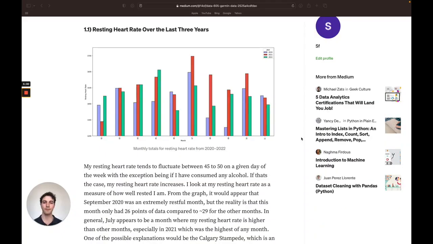So that was exam month versus a working month, and there was a really big discrepancy in lifestyle there. I performed a very similar analysis for my resting heart rate over the last 3 years, but for the sake of time and going through all the questions, I won't dive in too deeply.